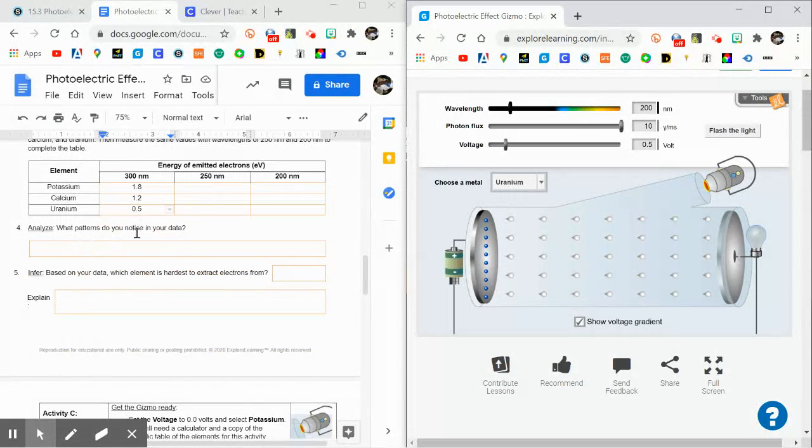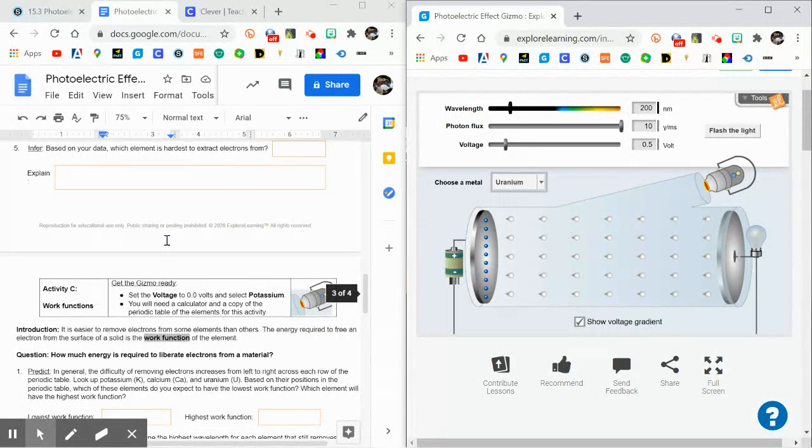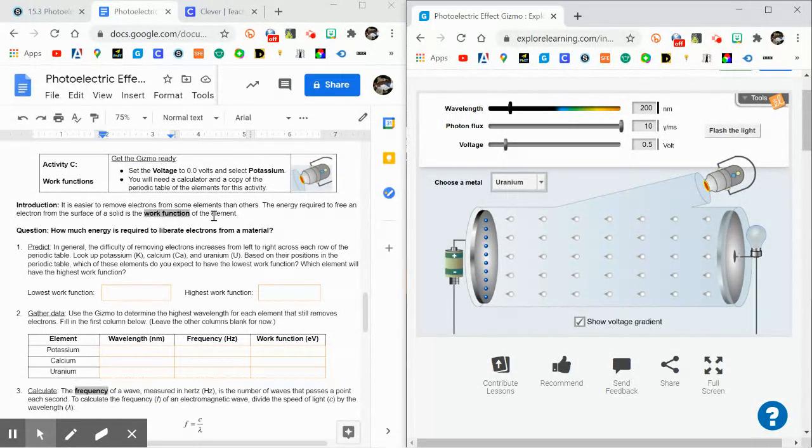Analyze what patterns you notice in your data, and again, please make sure that you write more than one sentence. These boxes are able to expand, everybody. So please make sure that you're writing more than one sentence, in your explanations as well.